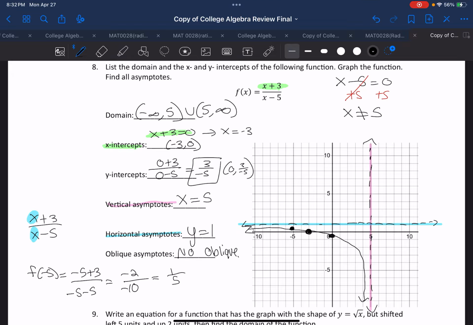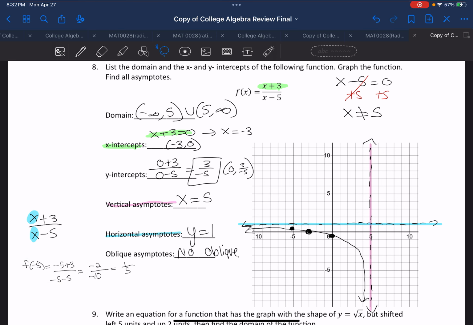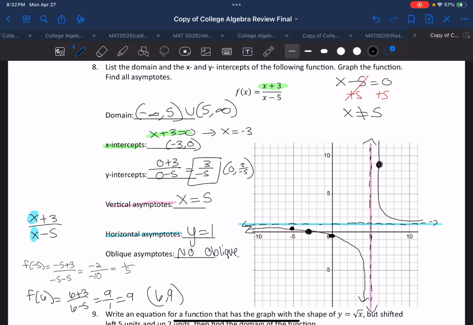And then you could plug in a point over here to see what's happening, like 6. Give me 6 plus 3 over 6 minus 5, which is 9 over 1, which is just 9. So that gave me the point 6 comma 9, which is up here. So it's above those asymptotes. That tells me it's going to look something like this.